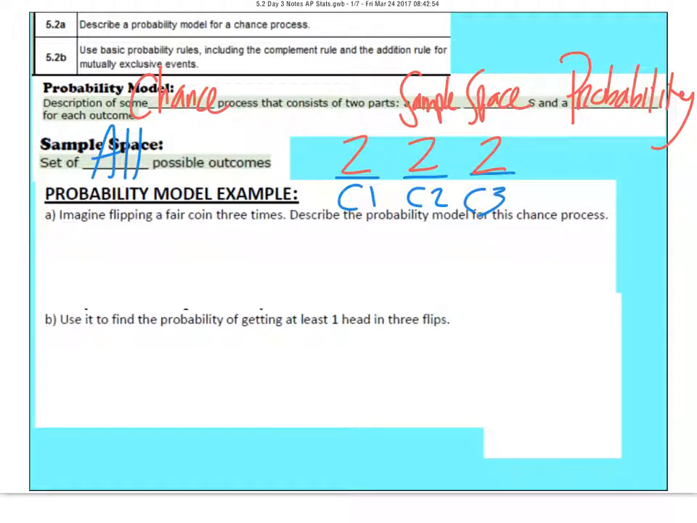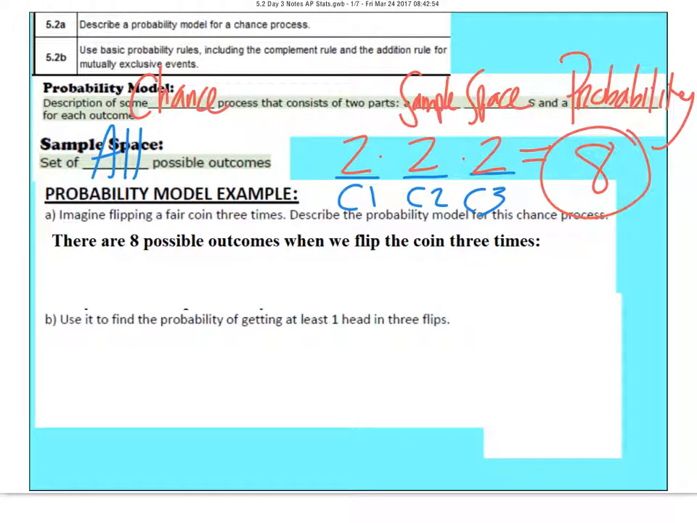What I'm going to do is flip coin 1 and coin 2 and coin 3. And a lot of the time in probability theory, "and" means multiply. So if you multiply these, you get that there are going to be 8 elements in this sample space. So to describe the probability model, we should list the sample space. Well, can you write down all 8 outcomes? Sure.